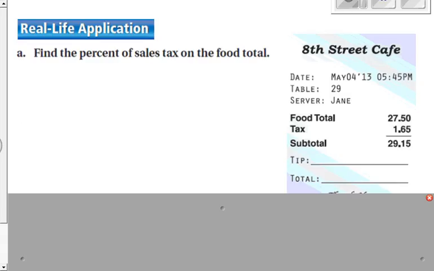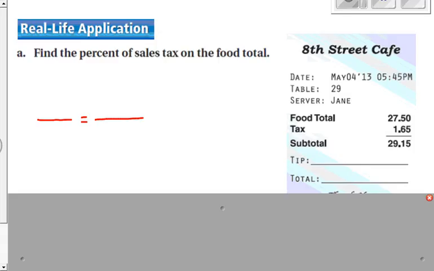So now we have a real life application. Find the percent of sales tax on the food total. Alright, so we know our food total is $27.50, and our tax is $1.65, which gives us an amount of $29.15 for our subtotal. Alright, they're asking for what is this tax on the food total. So our food total is going to be our of, because it says of.